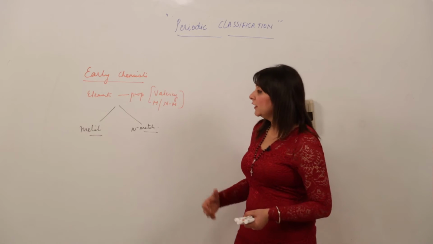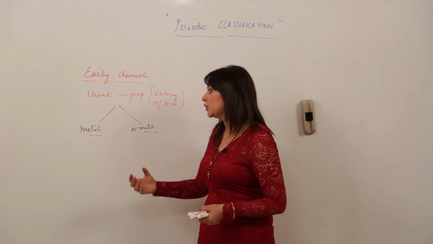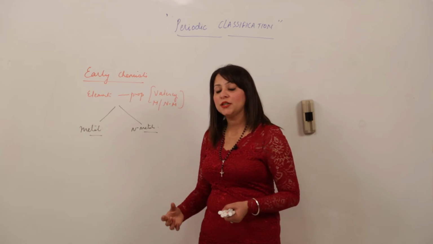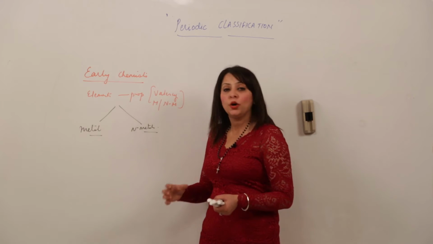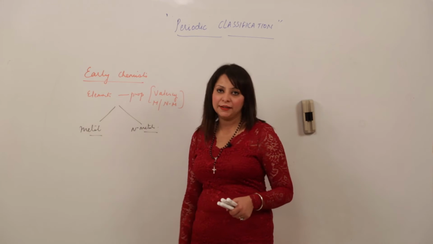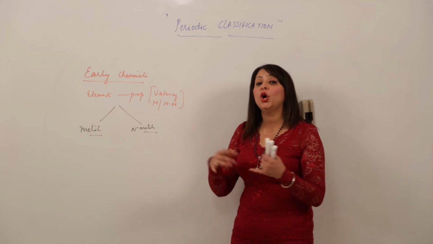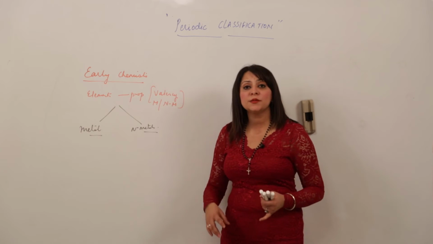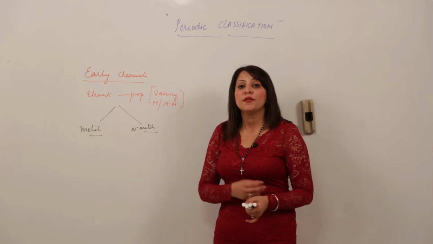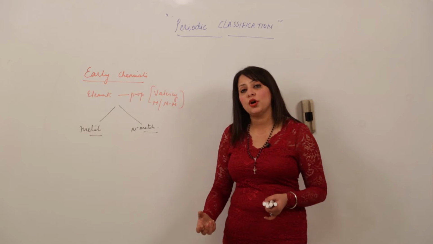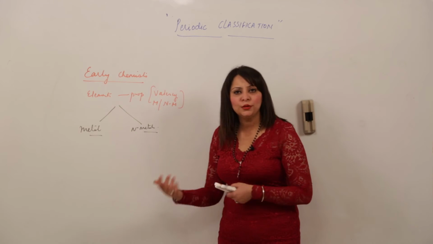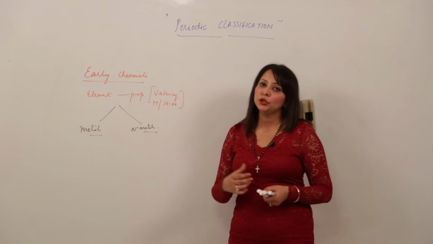They said the elements which are hard, sonorous, lustrous, good conductors of heat and electricity, and so on, come under the category metal. And the elements which are non-lustrous, non-sonorous, poor conductors of heat and electricity, with 4, 5, 6, 7 valence electrons, or so many properties you know now, come under the category non-metals.